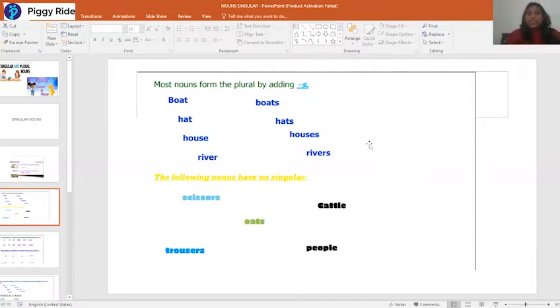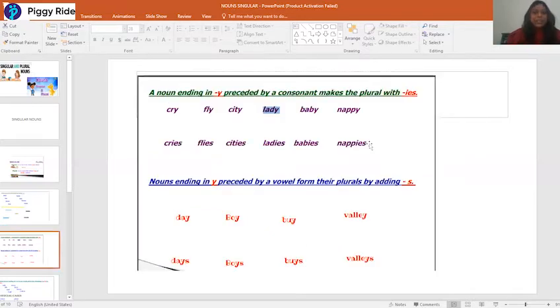Now let's go to the next example, which is cattle. We call it cattle. The cattle are grazing in the field. And next, people. People is also pronounced in plural form. They don't have any singular. A group of people is standing on the footpath. So kids, this was the first part. Now let me quickly go to the second part.